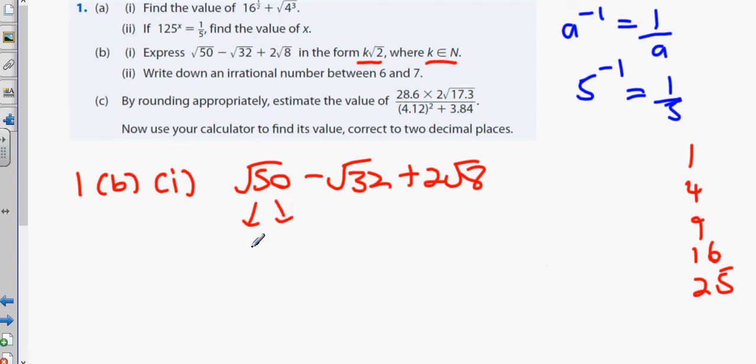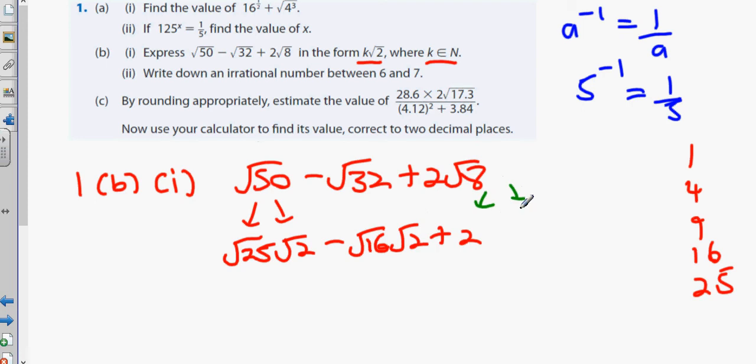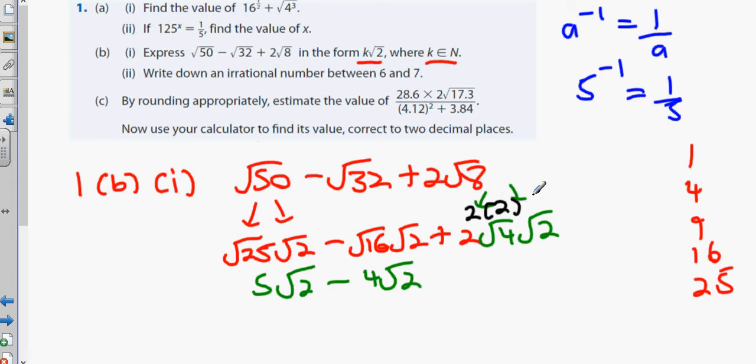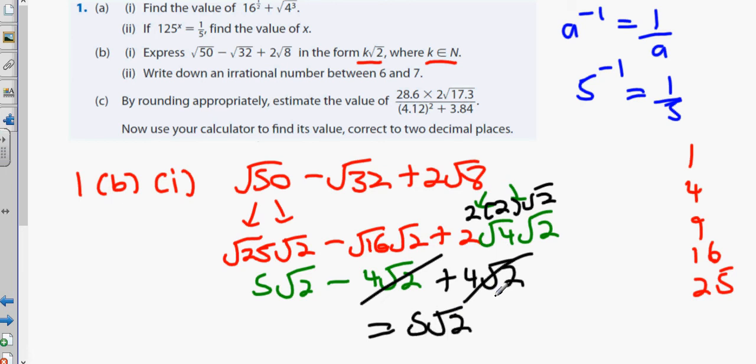You can break root 50 up into root 25 times root 2. You can break root 32 into root 16 times root 2. And then you can also break root 8 up into root 4 times root 2. And it's going to be 5 root 2, root 25 being 5. Root 16 is 4, so that's going to be 4 root 2. And root 4 is 2, so 2 multiplied by 2 multiplied by root 2, so what you're going to get is plus 4 root 2. The 4 root 2's cancel each other out, and what you're going to be left with is 5 root 2. So that equals k root 2. This means k equals 5.